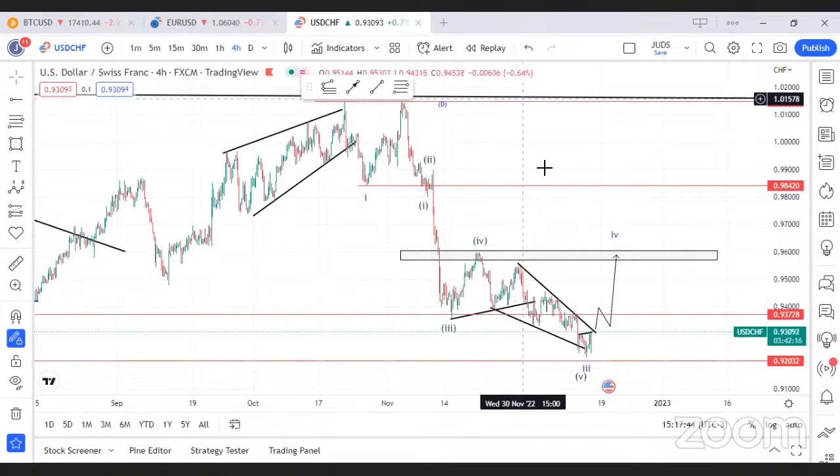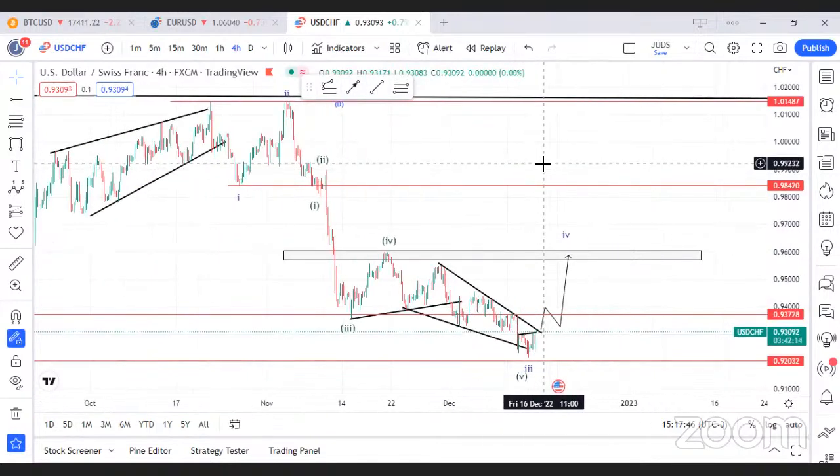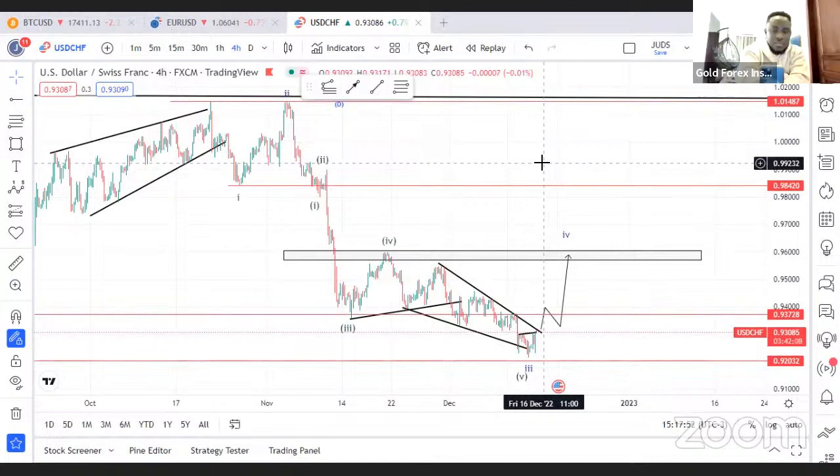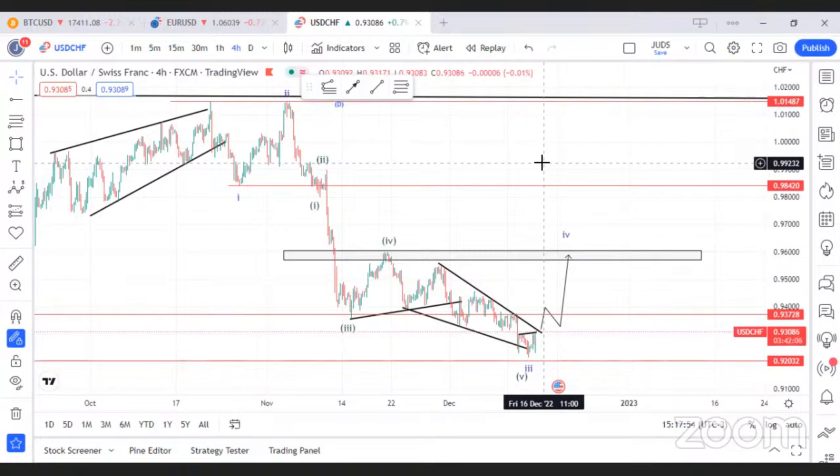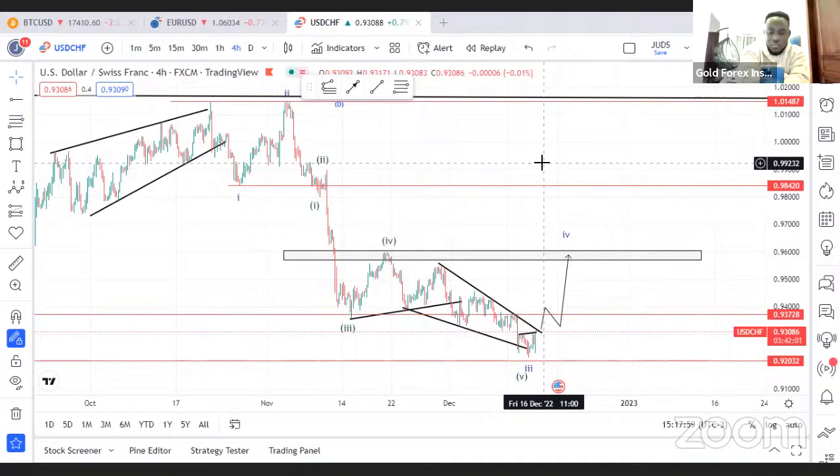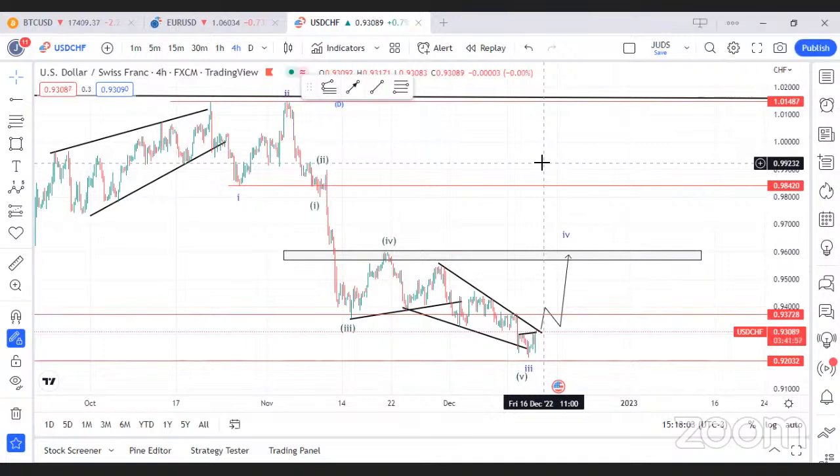So what we do in waves is you analyze and have both opinions. You have your primary count and then your alternative count. And then you follow the market as it goes. As you get your entry setup, you take your position.